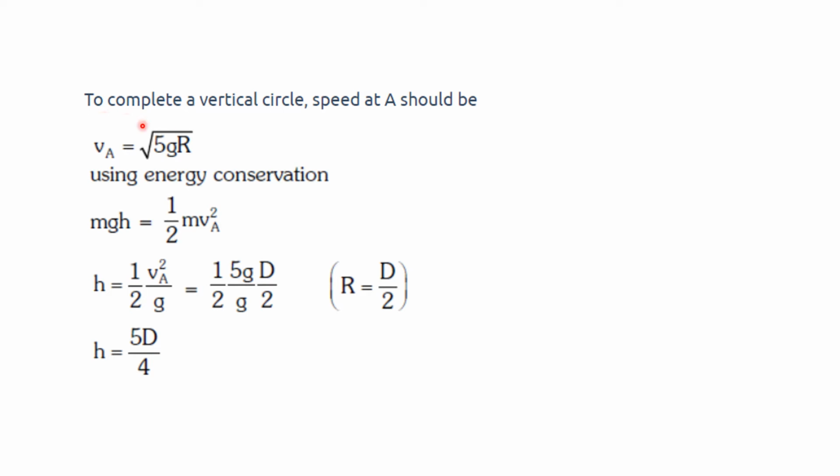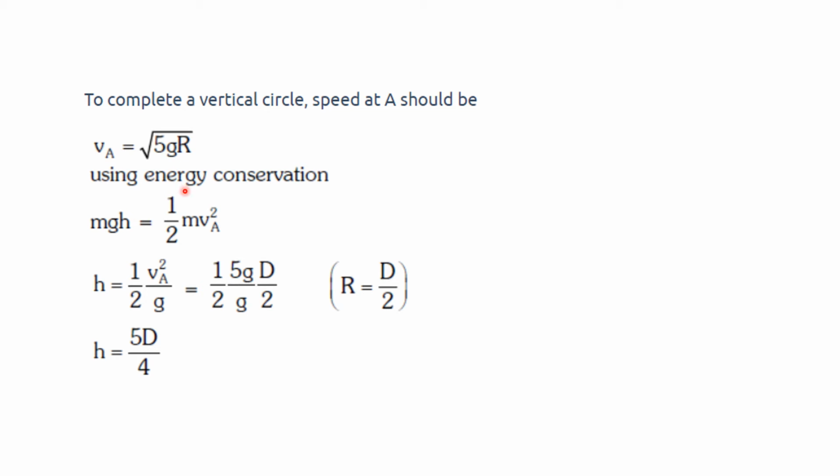We have to find the speed at point A. We know that the object completed a vertical circle. Thus, we can say that the speed at A was V equal to root 5gr, right? Where r is the radius of the circle.